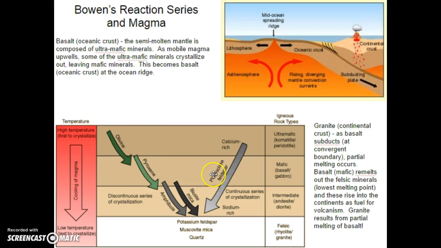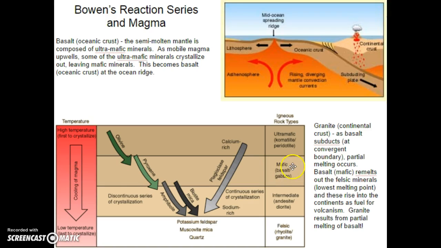So back to pyroxene and plagioclase feldspar. Once I have this mafic rock of basalt, if that magma keeps on cooling, pyroxene and plagioclase are going to settle out because it is going to cool below its melting point, right? This magma is cooling.